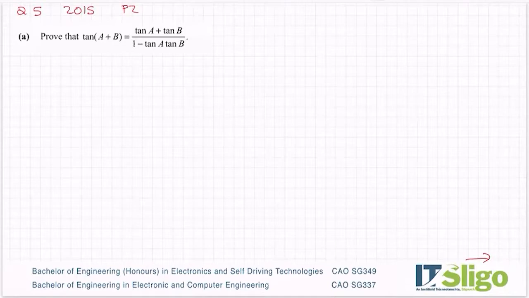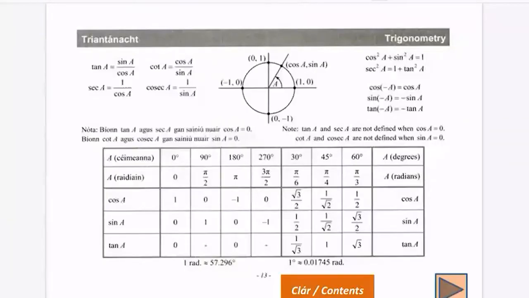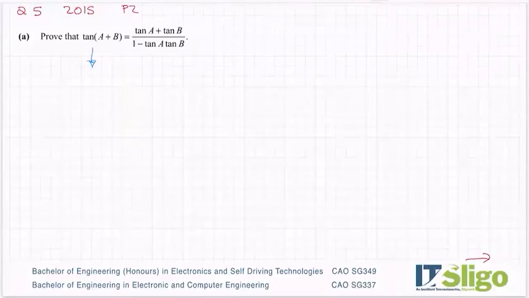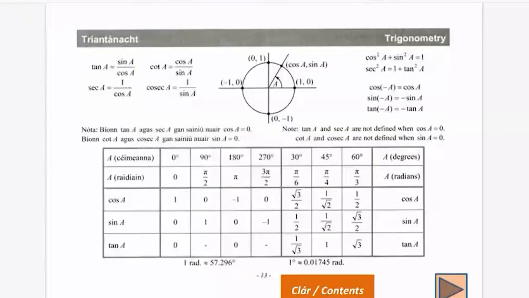So the first thing I do is I expand out tan of A plus B. I don't work on the right hand side. I work off the left hand side. So tan of anything, and for the log tables, page 13, tan of anything is sine over cos. So tan of an angle, angle A in this case, is sine of the angle over cos of the angle. So if I have tan of A plus B, then I can write that as the sine of A plus B over cos of A plus B. Sine over cos, yeah.